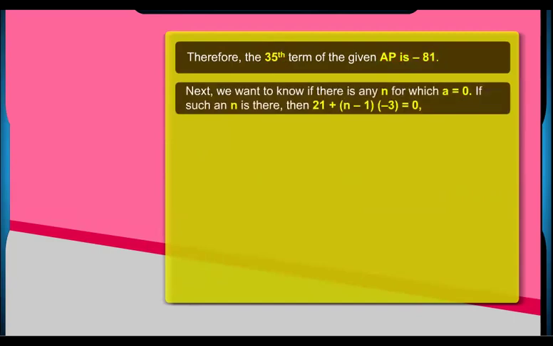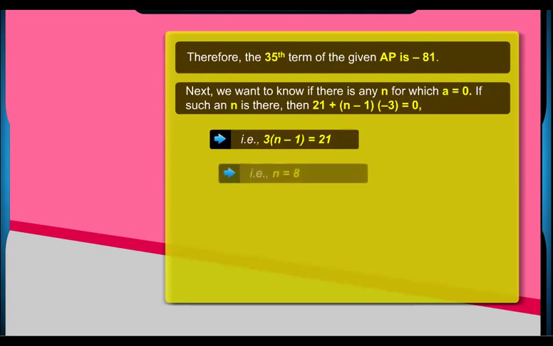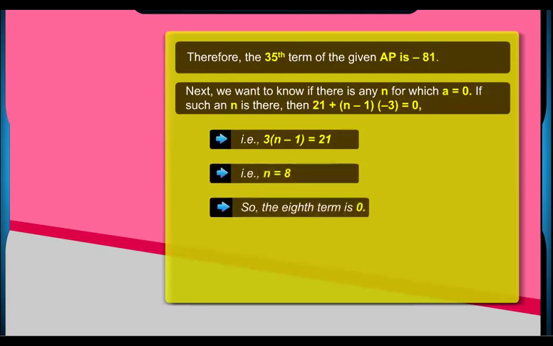Next, we want to know if there is any n for which an = 0. If such an n exists, then 21 + (n - 1)(-3) = 0. That is, 3(n - 1) = 21. That is, n = 8. So, the 8th term is 0.